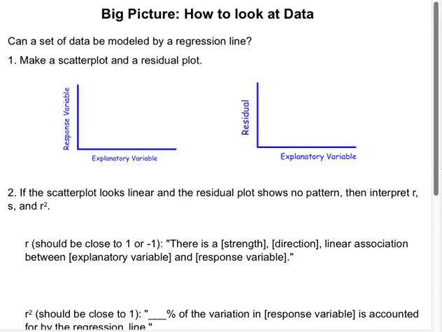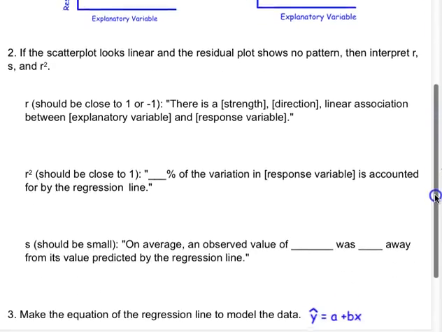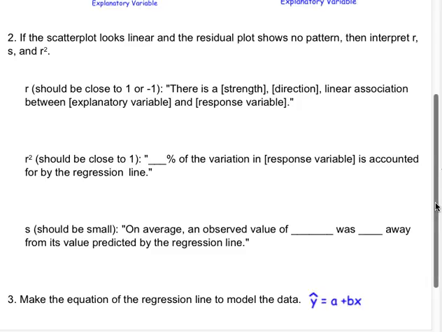If the scatter plot looks linear and the residual plot shows no pattern, then interpret r, s, and r squared. r, again, should be between 1 and -1, and basically what it tells you is the strength, direction, and that it's a linear association. r squared, you want close to 1. Remember, r squared is the percentage of the variation in the response variable that is accounted for by the regression line. s should be small, and what it's saying is on average, how far is each observation from its predicted value.